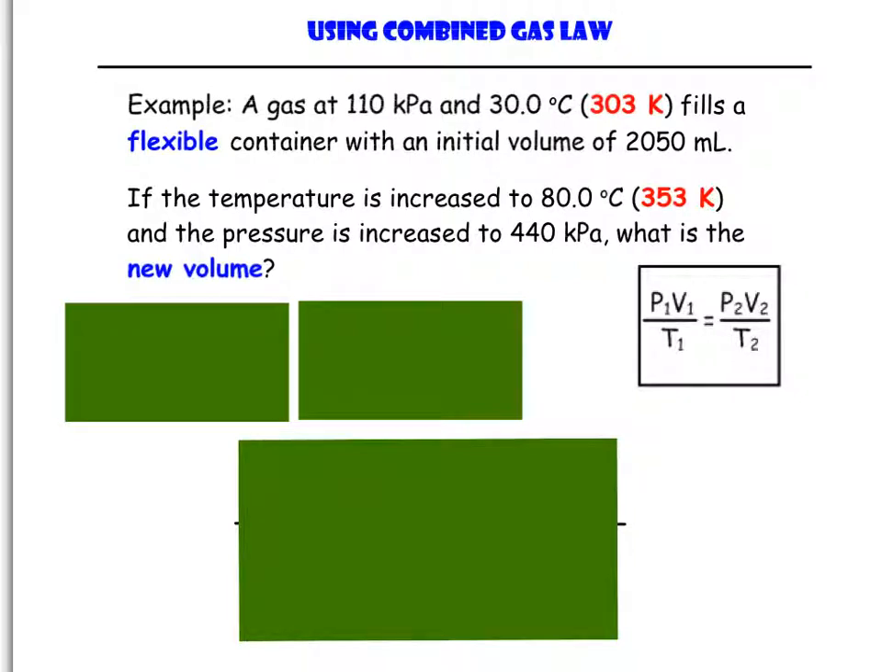Now that you have seen a few example problems, I'm going to ask that you please try solving this one on your own. So please take a couple minutes and try to do this one.